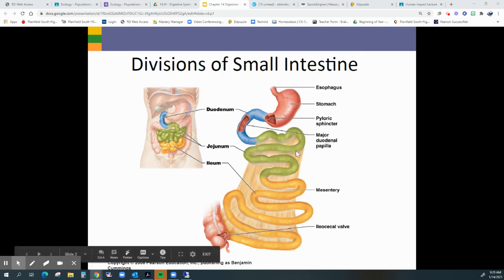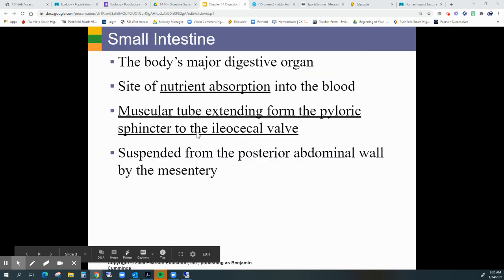You've got this little bit of connective tissue that holds those pieces in place called the mesentery. And really, all that is just connective tissue that keeps the small intestine from twisting on itself. All right. Small intestine is the major digestive organ of the body because this is pretty much where all of the nutrient absorption takes place. It extends all the way from the pyloric sphincter to the ileocecal valve, and then it's held in place by this suspensory mesentery to the abdominal wall.